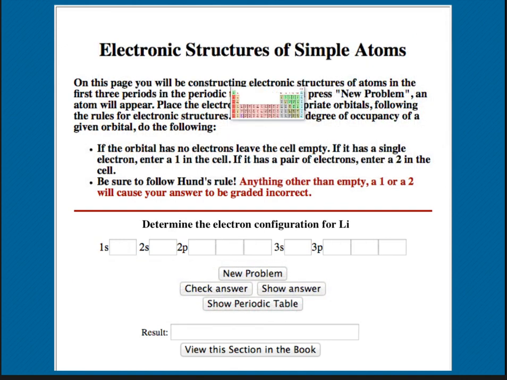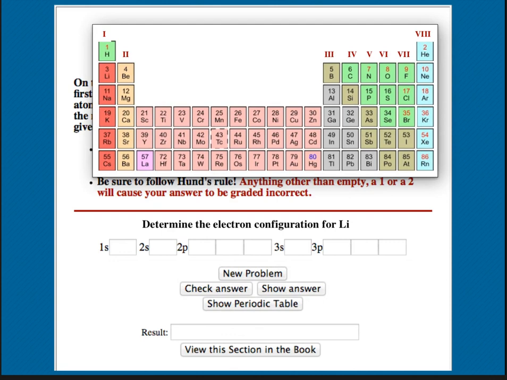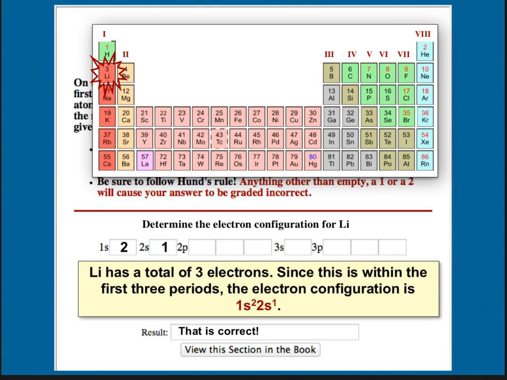Lithium, how easy can you get? Lithium, once again, lives right here. It's in the 2nd period, so that means the first one is full, 2 electrons. It has 1 in the 2s, and that's it. No zeros, no nothing, just a 2 and a 1.